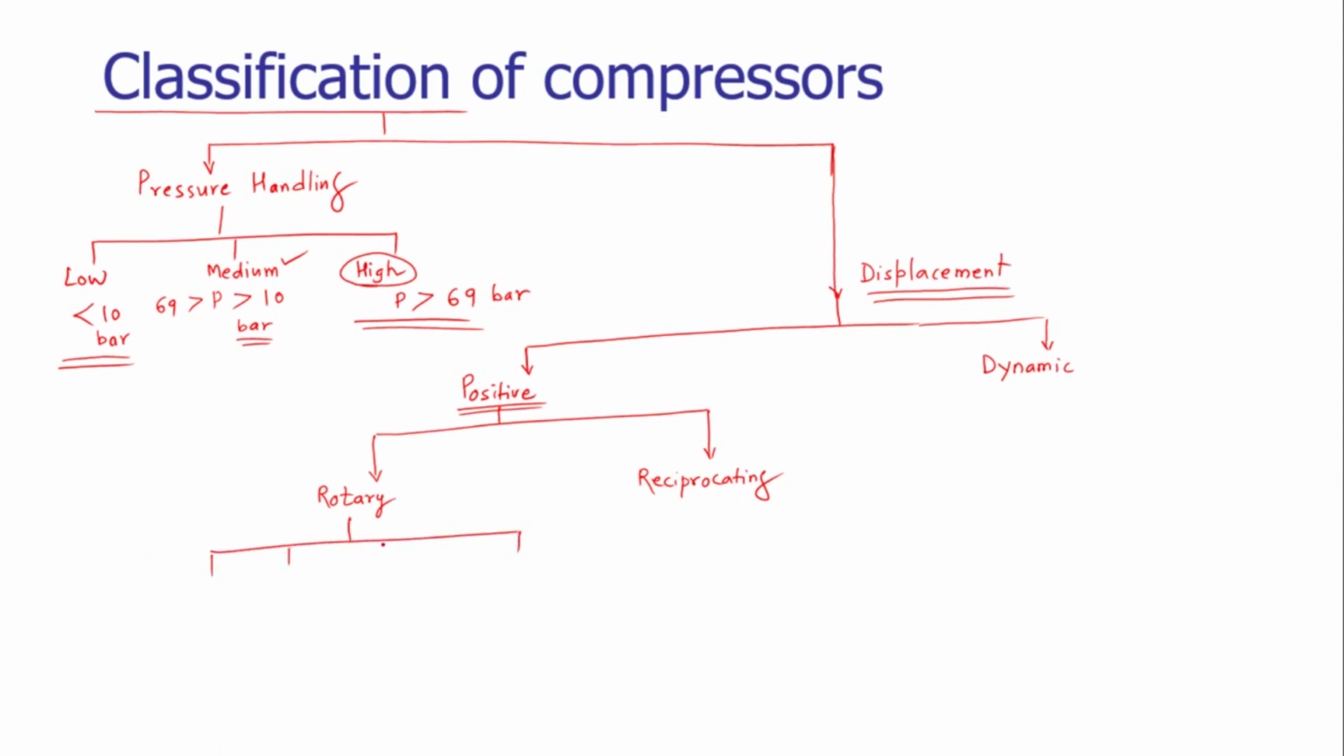So in rotary, basically 5 variants are there, and these are the lobe type of compressor, scroll type of compressor, screw compressor. We can have one interesting configuration, that is the liquid ring compressor and the vane type of compressor.